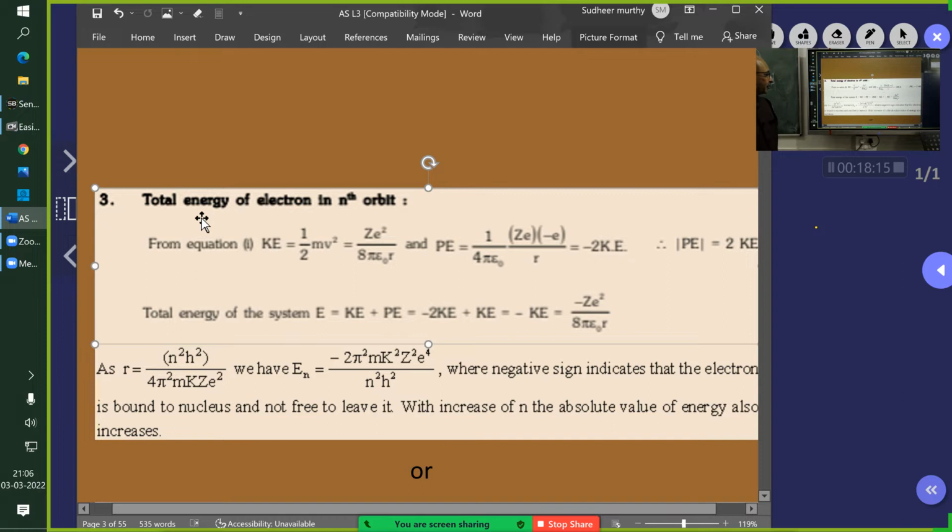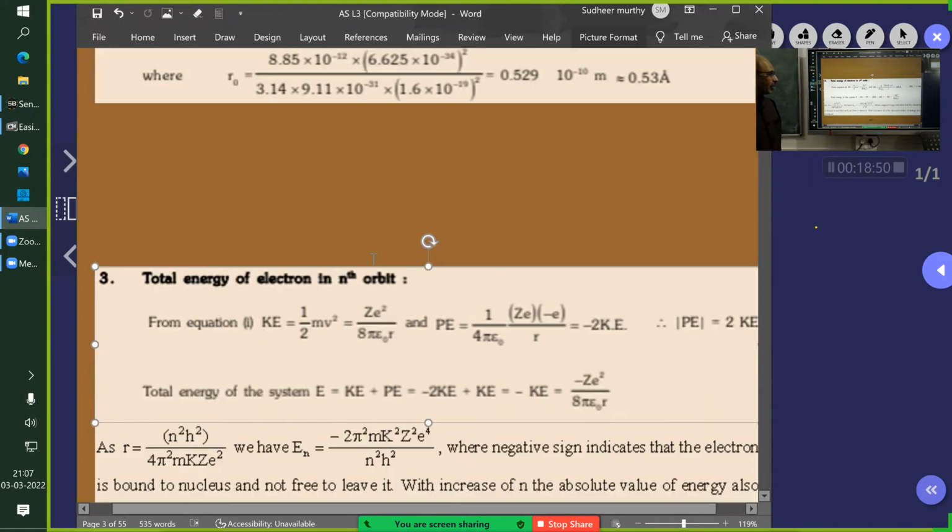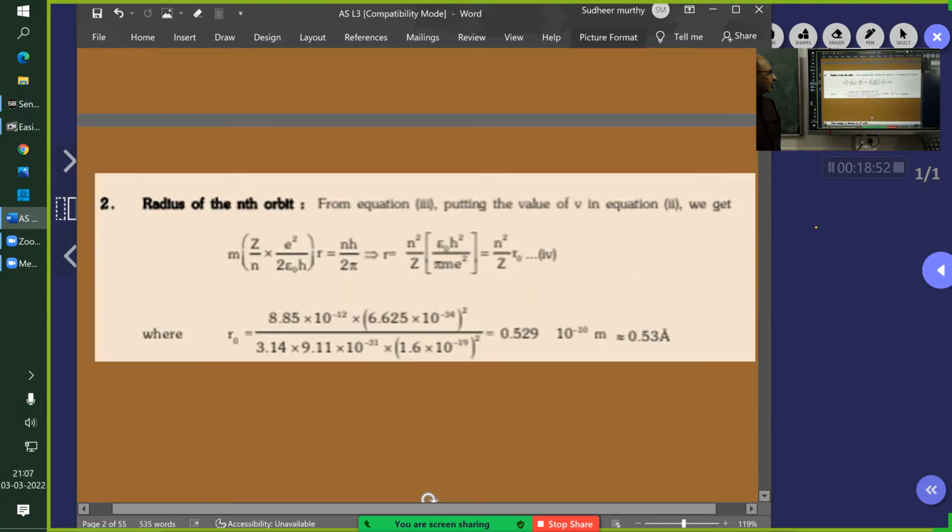This is slightly involved. See the heading here, the total energy of the electron in the nth orbit. Total energy, mark that. So from equation 1, kinetic energy is half mv square. So here you see mv square. What will you do here? You will substitute the value of v from the above. What is the value of v that you got from above?